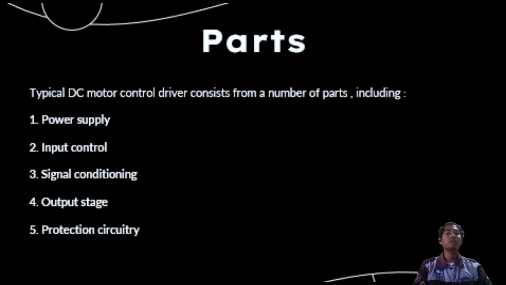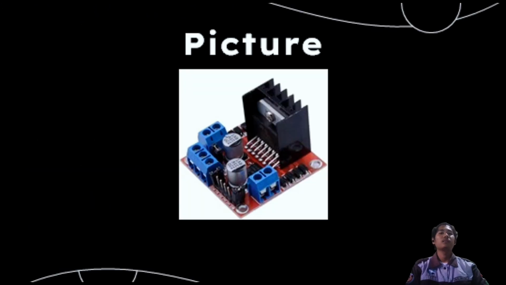This part accepts signals from the microcontroller, sensor, or other devices. Signal conditioning. This part processes the incoming signal to match the motor control driver requirements. Output stage. This part produces the output signal. This controls the DC motor. Protection security. This part is responsible for protecting the motor and driver control from damage. This is an example of a DC motor control driver.